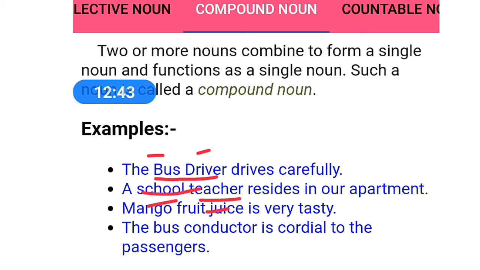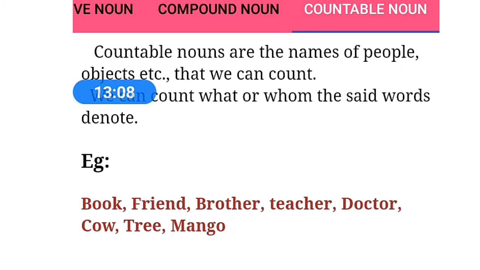The bus conductor is cordial to the passengers. Here bus and conductor are two nouns which are combined together and hence they are called compound nouns. Here we have understood about the compound nouns. Now we will move forward to countable nouns. This noun is also very simple.